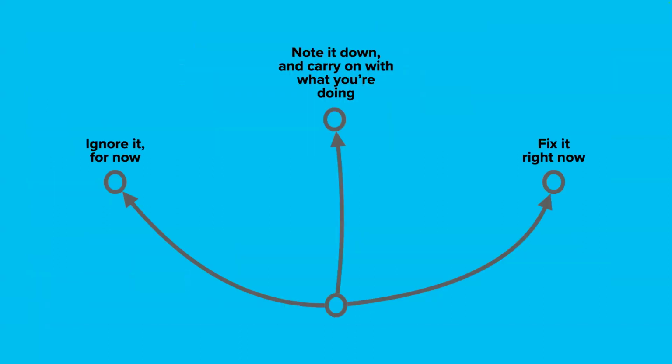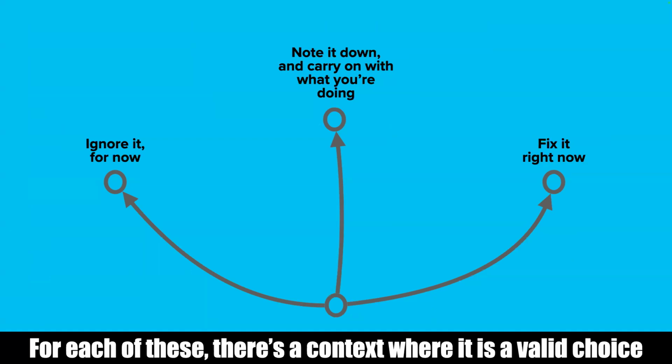Oh, I lost my mouse pointer. So yeah, you're at this fork in the road, right? You could ignore it, you could fix it right now, or you could note it down, or you could make it worse. I didn't think about that one. But for each of these forks in the road, there's a context where each of them is a valid choice, right?